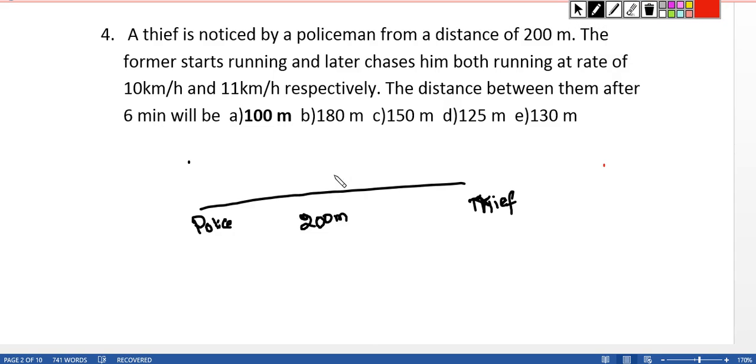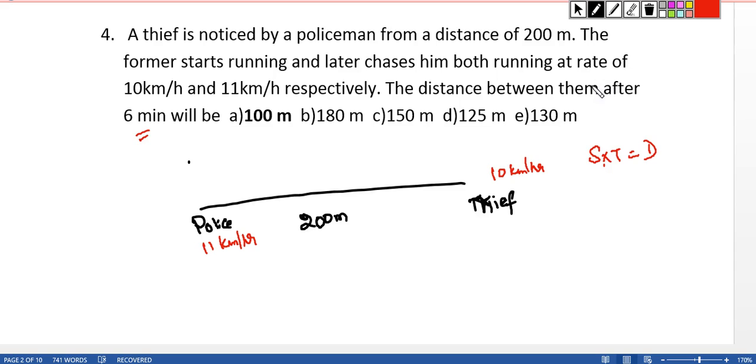Put this one up. Okay, so the distance between the police and the thief is 200 meters. The police start running and chase the thief. This guy runs at 10 km per hour and this guy runs at 11 km per hour. So what is the distance between them after 6 minutes? Again, what's the formula? Speed into time equals distance.